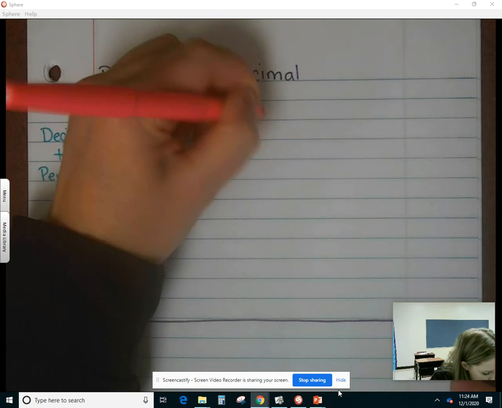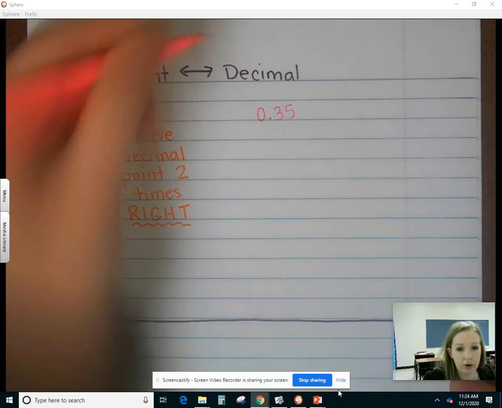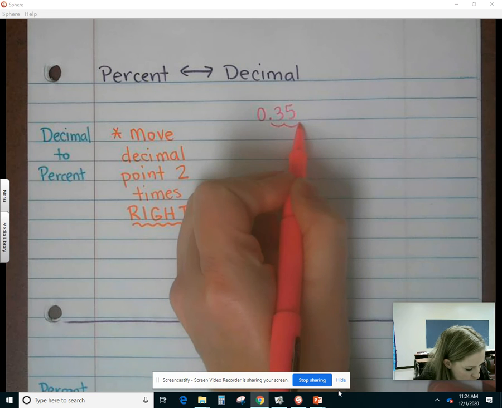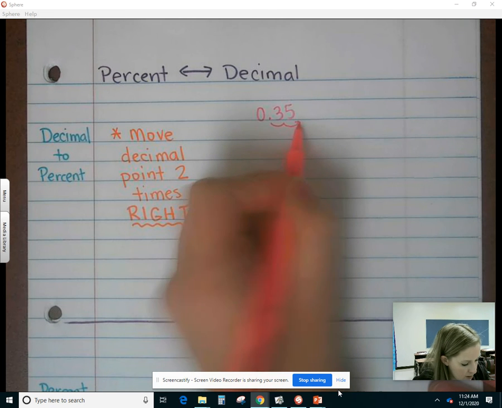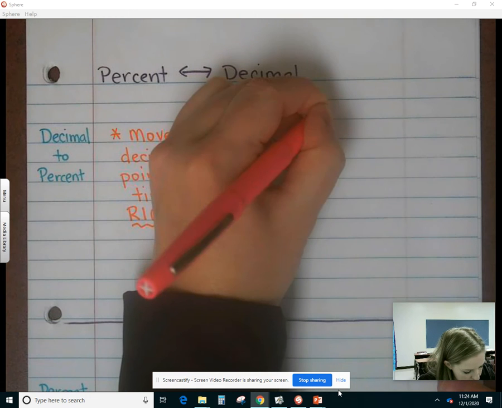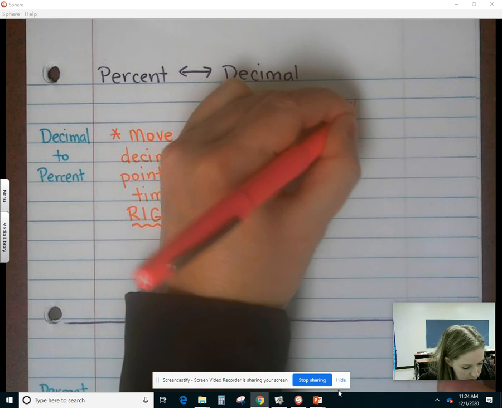So let's say I have 0.35 or 35 hundredths. I take that decimal point, I move it 2 times to the right, which would just give me the whole number 35. So that would be 35%.